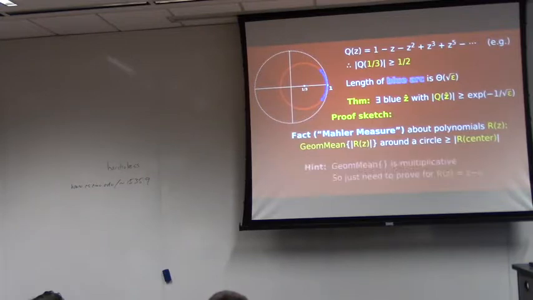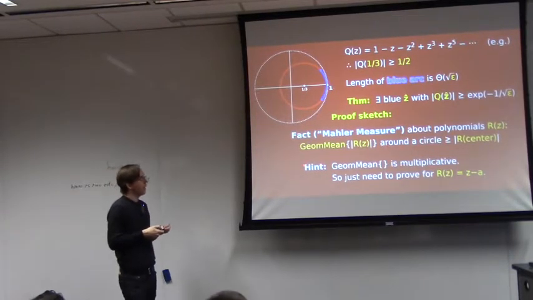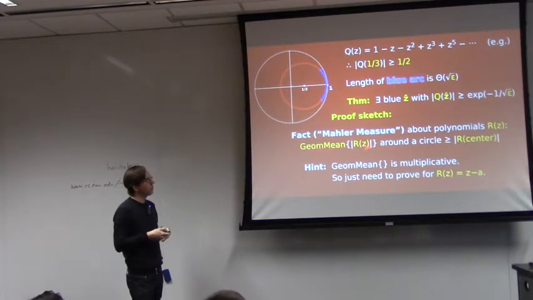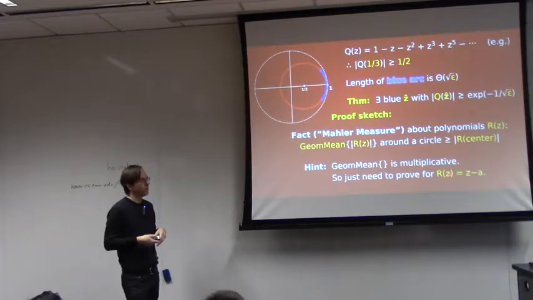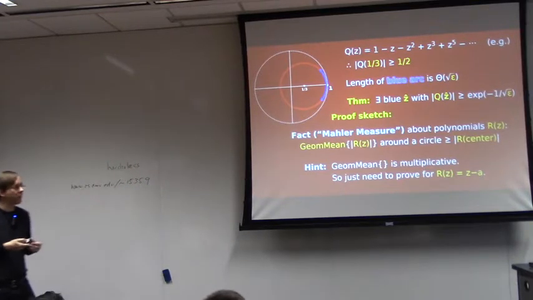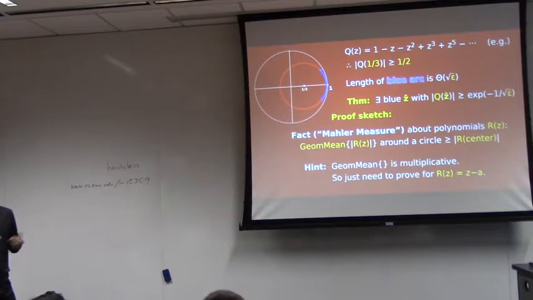But in fact, I can even tell you the proof of this. You could prove it yourself with this hint. The geometric mean is multiplicative. If you multiply two things together and take the geometric mean around a circle, it's the product of the geometric means. And so you can take your polynomial and factorize it. Over the complexes, you can factorize it into a product of linear factors. And therefore, to prove this Mahler measure thing, it just suffices to prove it when it's a linear polynomial, R of z is z minus a. And then it's just a calculation. You do one calculation in an integral.